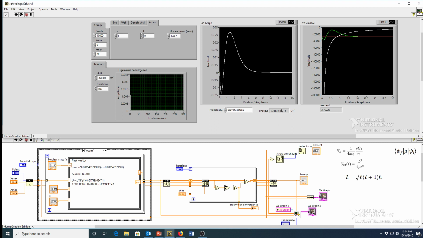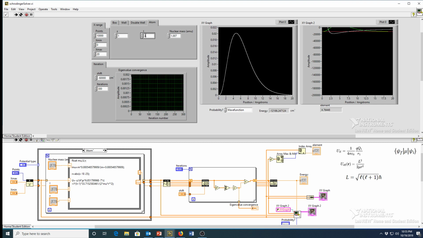Number has changed by like 0.03, which we can probably get more accurate if we used even more points. We could have that change by even less. But you can see the potential has changed because now we have this effective centrifugal potential that kind of pushes the particle further away from the nucleus, which is what happens in a p orbital there. So cool, and we could do a d orbital as well by doing L equals 2.